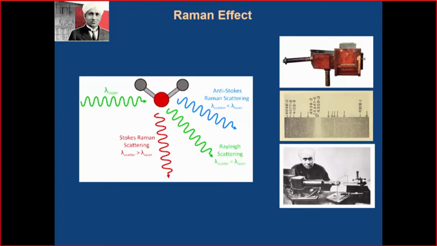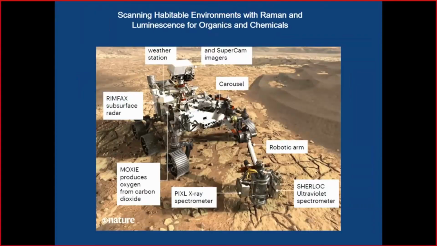I would take the example of a rover which has the SHERLOC spectrometer, which is based upon Raman. Its name is Scanning Habitable Environments with Raman and Luminescence for Organics and Chemicals. So it has the possibility of detecting organic material also, where other techniques are not able to. For that, Raman is one of the spectroscopic techniques.